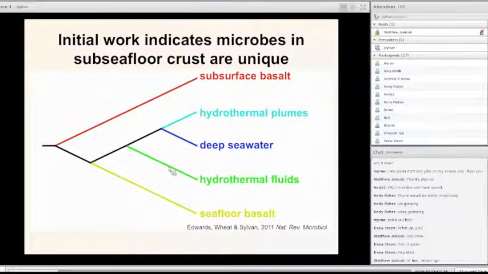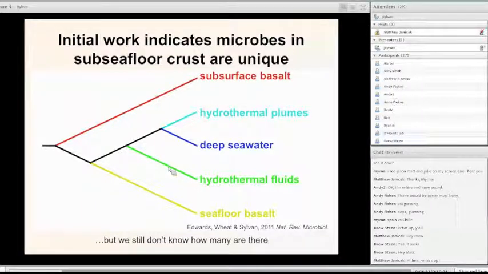And the question we wanted to determine was whether or not the organisms in the subsurface basalt looked different from those communities in these other environments. And what this dendrogram is showing is that statistically that is the case. This was, I should point out, based on a few studies at the time. However, initial work indicates that the microbes down there in subsurface crust are potentially unique. And again, we still don't know how many there are.